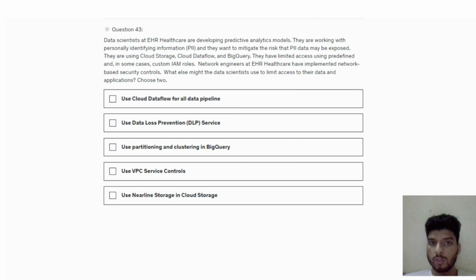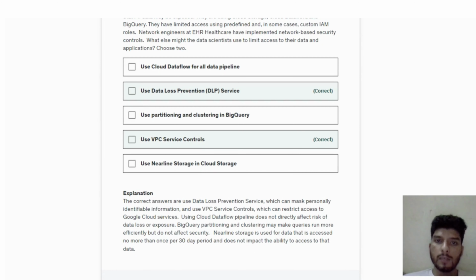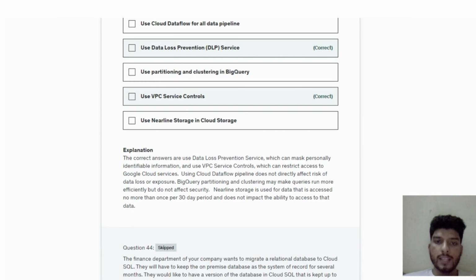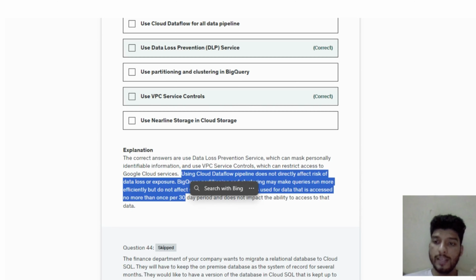So I reveal the question 43 answer. Yeah, option B, use the Data Loss Prevention service, and option C, use VPC Service Controls. And here's the explanation of why it is options B and C. The correct answers are to use the Data Loss Prevention service, which can detect personally identifiable information, and use VPC Service Controls, which can restrict the access to the Google Cloud services. And here is the explanation of the other incorrect answers, and why they are incorrect.